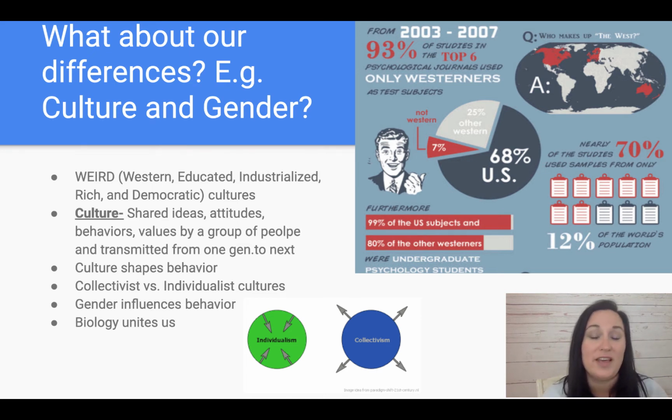But one thing that is true, beyond gender, beyond culture, is that we are so similar biologically, and we are much, much more similar than we are different. So biology unites us. A smile everywhere is universal, for example. There are many things about us that are universal.